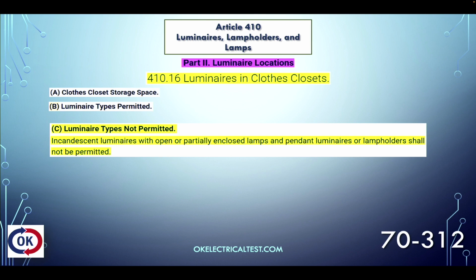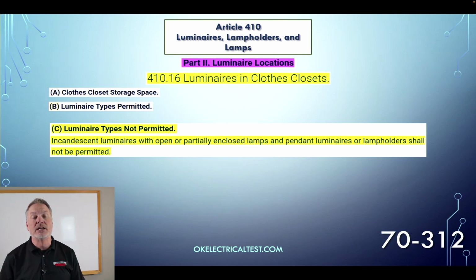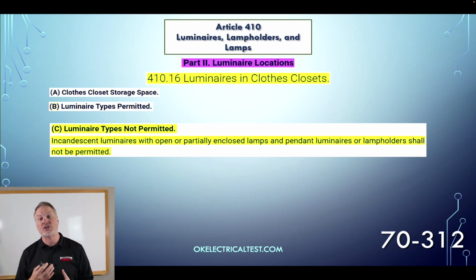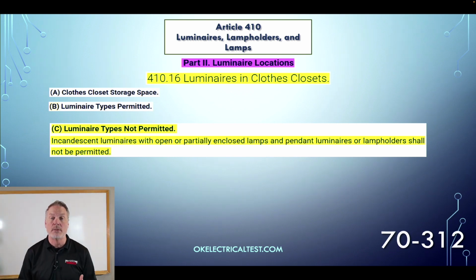Let's move on to Article 410. So Article 410, what we're doing is we're getting into Chapter 4. Okay, so Chapter 4 is equipment for general use. This is very common equipment that we see across all electrical installations or most electrical installations. We're going to see things like lights, right? And so luminaires, lamp holders, and lamps is what Article 410 is.